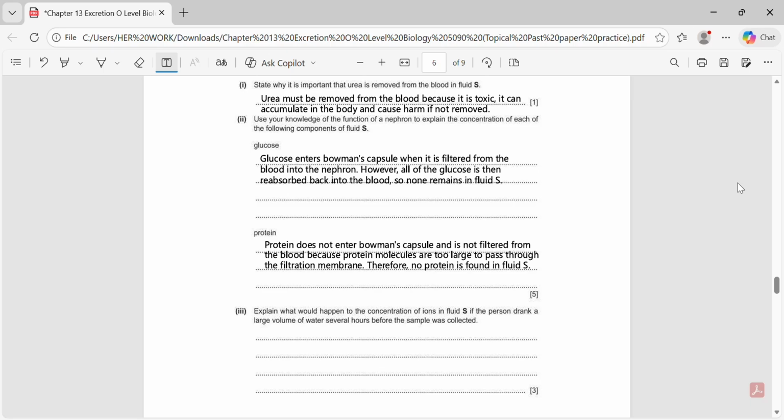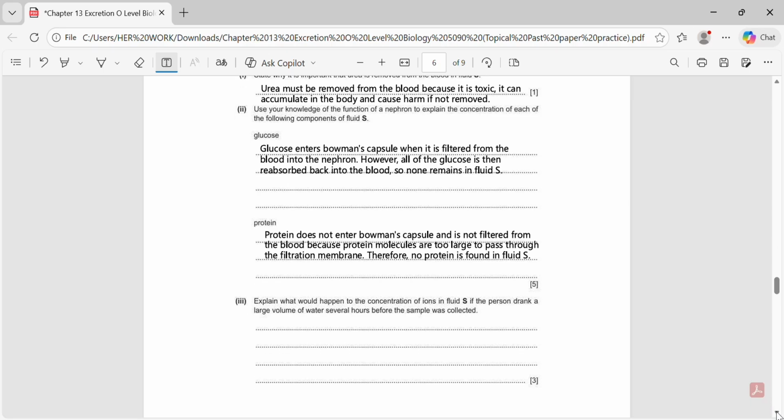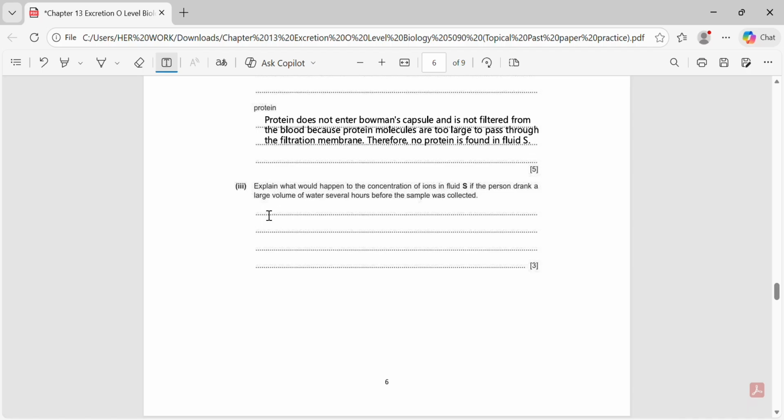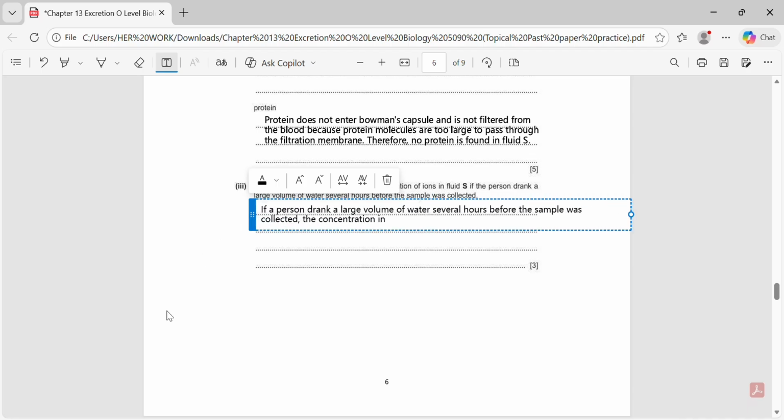Next, the question asks us to explain what would happen to the concentration of ions in fluid S if the person drank a large volume of water several hours before the sample was collected. So here, we will write, if the person drank a large volume of water several hours before the sample was collected, the concentration of ions in fluid S would decrease because more water would be excreted in the urine. This helps to maintain homeostasis by keeping the concentration of water in the blood constant.